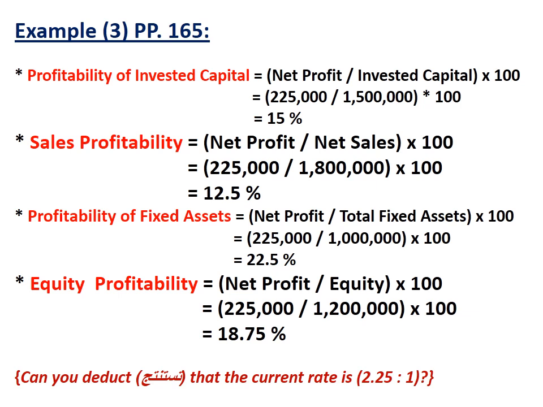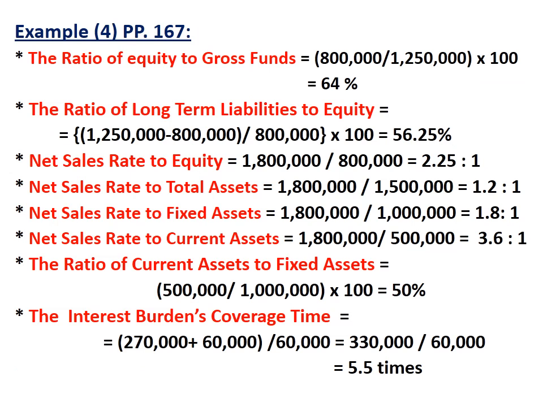Profitability of fixed assets, net profit divided by total fixed assets times 100, gives 22.5%. Equity profitability, net profit divided by equity, gives 18.75%. I'm asking, can you deduce that the current ratio is 2.25 to 1? Try to work it out, or even if we get live lectures, we will explain it to you better than this.